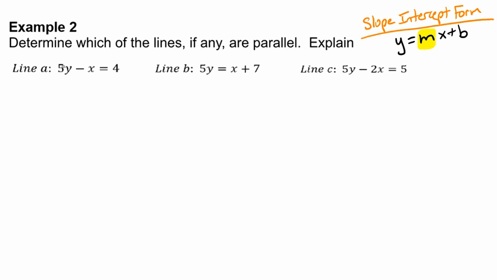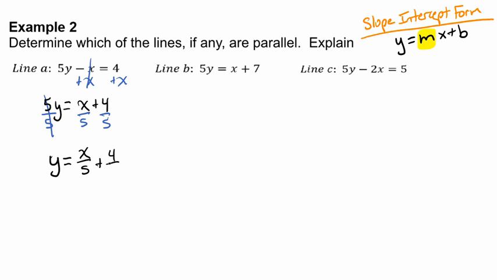So for line A, we're going to add x to both sides, which then gives us 5y equals x plus 4. Then we'll divide everything by 5 to get y equals x over 5 plus 4 over 5, which can also be written as y equals 1 over 5x plus 4 over 5. And so there's line A.